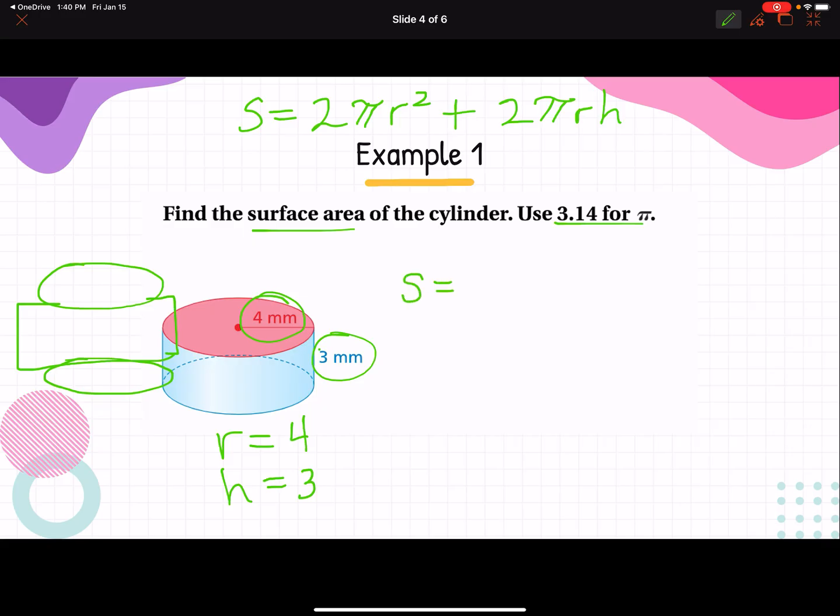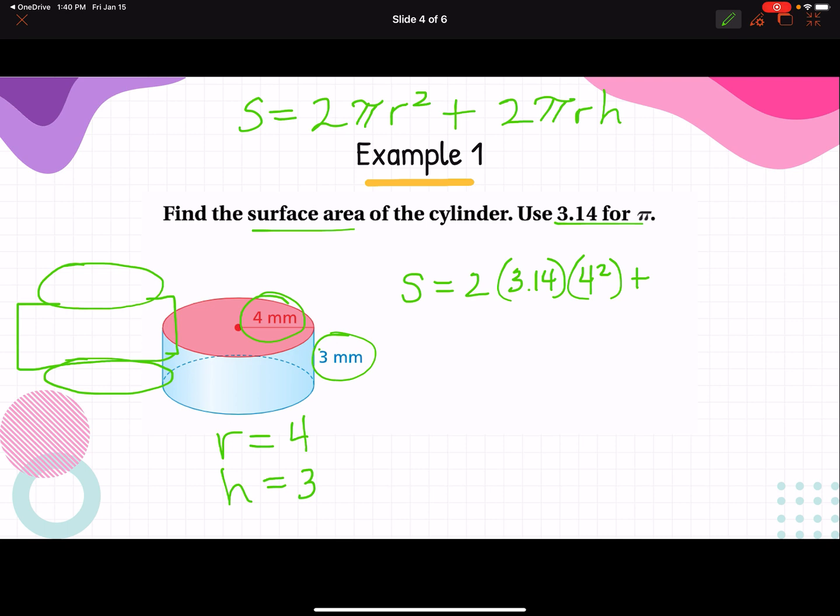And we're going to start out with surface area equals 2. Now I'm going to put parentheses around my pi, 3.14. Then I have my radius squared. My radius is 4, so I'm going to put that inside parentheses as well. That's going to tell your calculator the order of operations to solve this in.